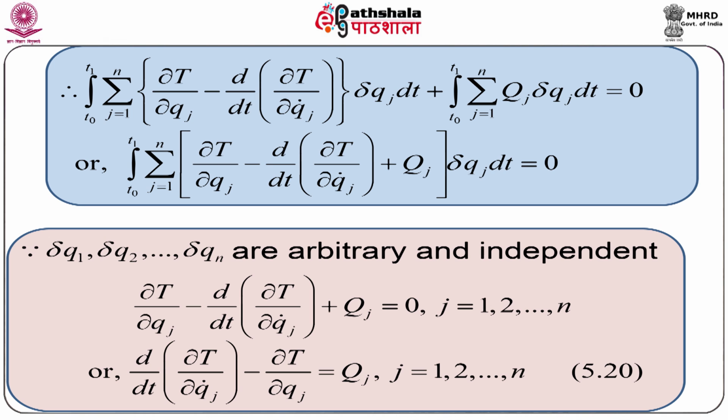These are the Lagrange's equations of motion for non-conservative holonomic dynamical system. These are valid for n degrees of freedom. Lagrange's equations of motion are basically second order differential equations.